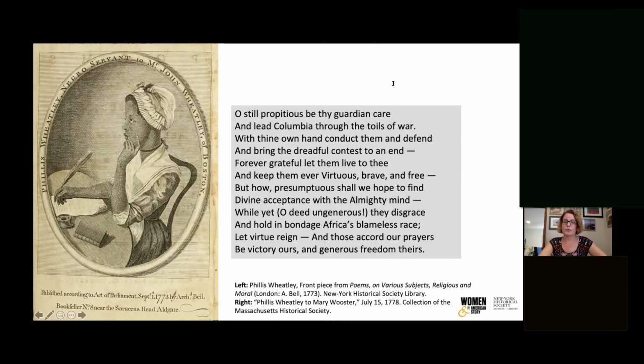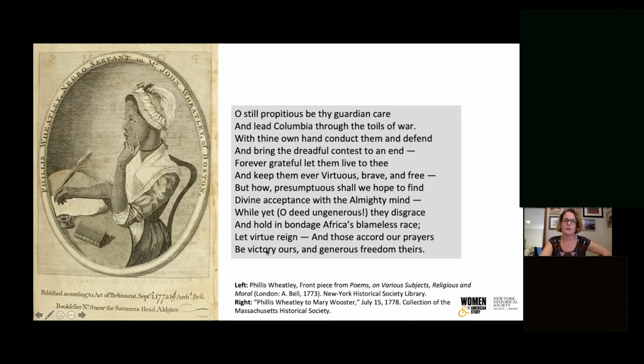And so we're going to read this poem. And as we're reading, I want us to think about what is Phyllis's message and what is she saying about the revolution and about slavery. So, it's my slam poetry moment. All right, so Phyllis says, we're thinking about what is she saying about the revolution and about slavery.